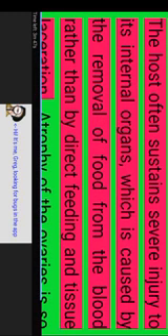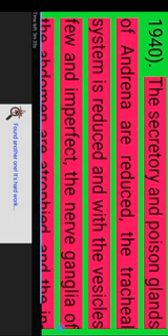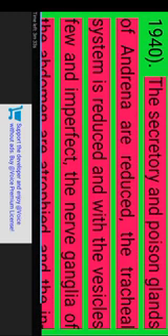The host often sustains severe injury to its internal organs, which is caused by the removal of food from the blood rather than by direct feeding and tissue laceration. Atrophy of the ovaries is so far advanced that mature eggs cannot be produced. Kirby 1828, Clausen 1940. The secretory and poison glands of Andrena are reduced, the tracheal system is reduced and with the vesicles few and imperfect, the nerve ganglia of the abdomen are atrophied, and the intestine is empty and dislocated.